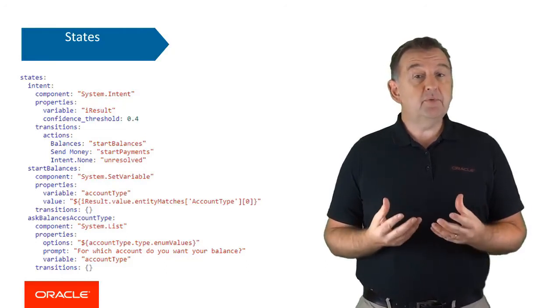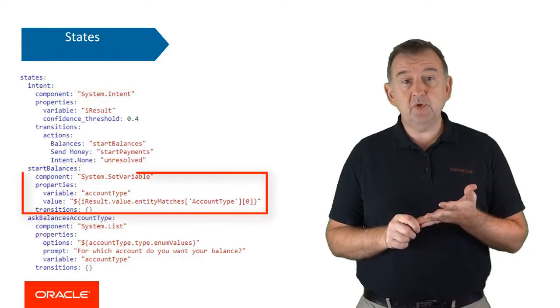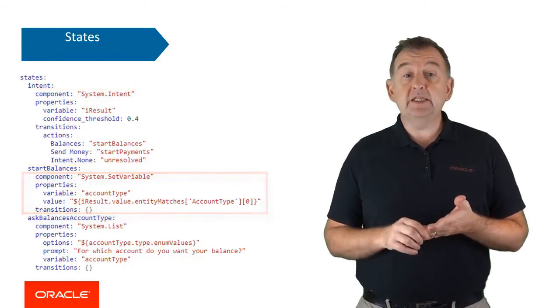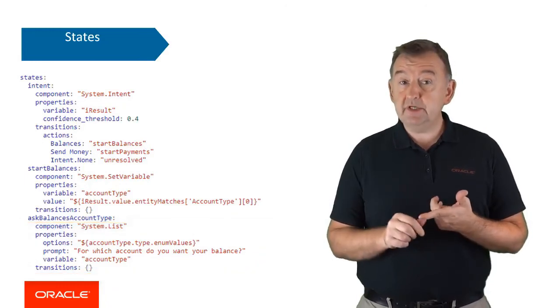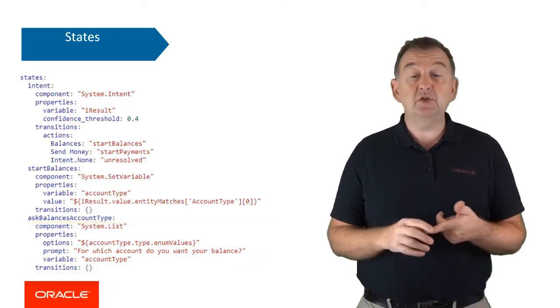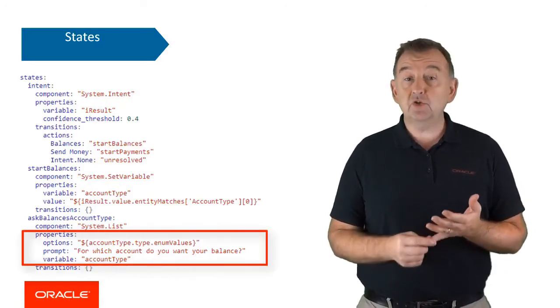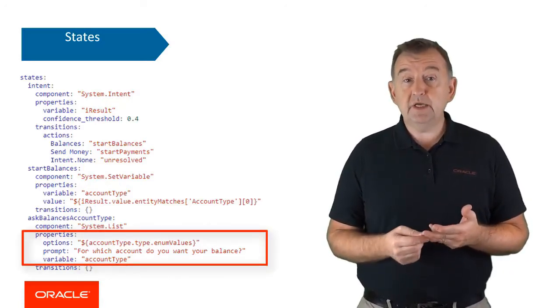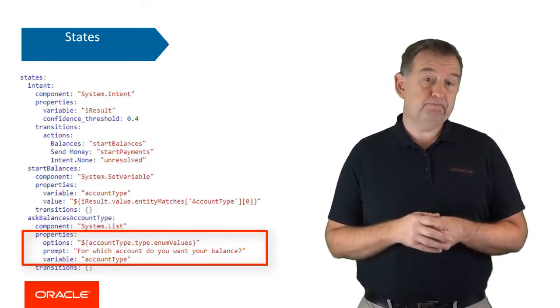So you can see a component for resolving an intent, one for setting a variable, and one for displaying a list. Next, you'll have a number of properties which are specific to the component that's actually being used at that time. For example, a list component has properties for the list choices, the message prompt, and the variable which the user choice is then referenced into.